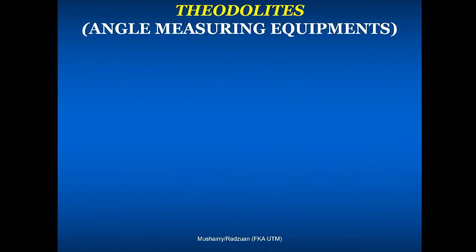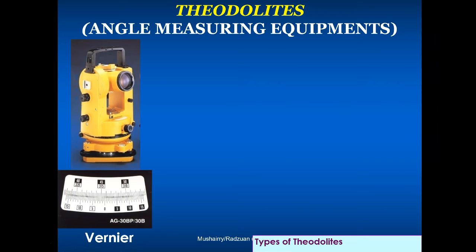Obviously, we're going to need angle measuring equipment. They are called theodolites. Theodolites are basically angle measuring equipment, and they are quite precise. A few examples that we can look at. I think the first one we have here is what we call a Vernier Theodolite. It's called Vernier simply because the scale that you read there is a Vernier scale.